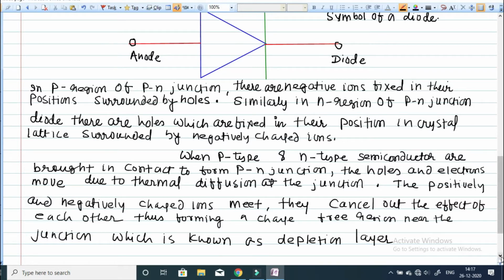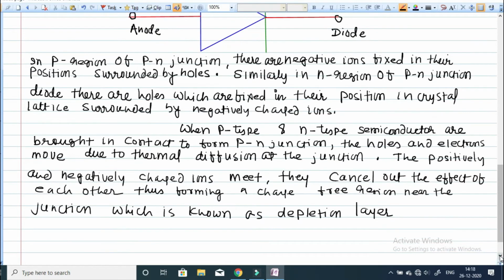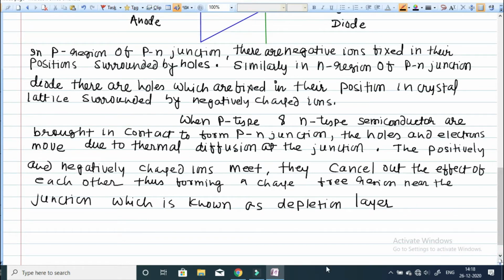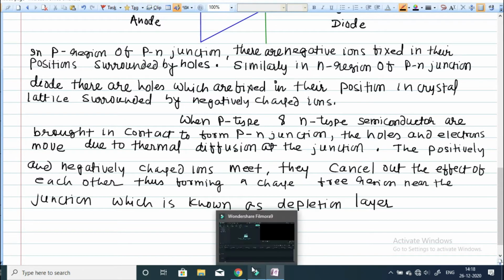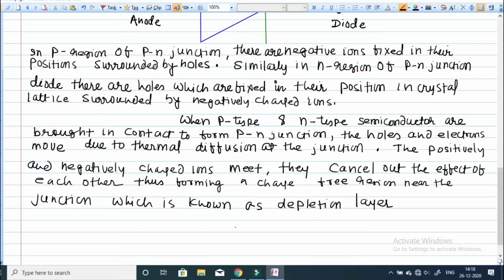We have seen that p-type semiconductor and n-type semiconductor combine together to form the PN junction diode. In p-type, holes are the majority charge carriers, and in n-type, electrons are the majority charge carriers. So there is a potential difference, and this potential difference between the ends of the semiconductor diode is known as the potential barrier.